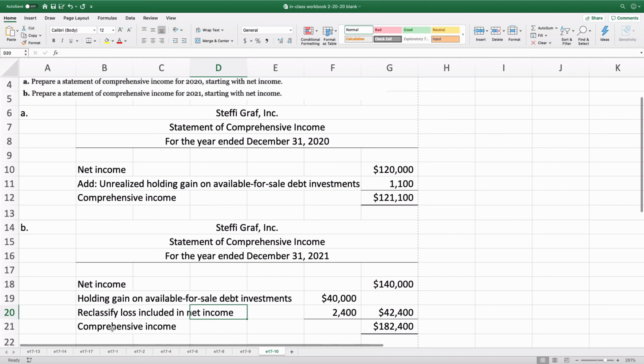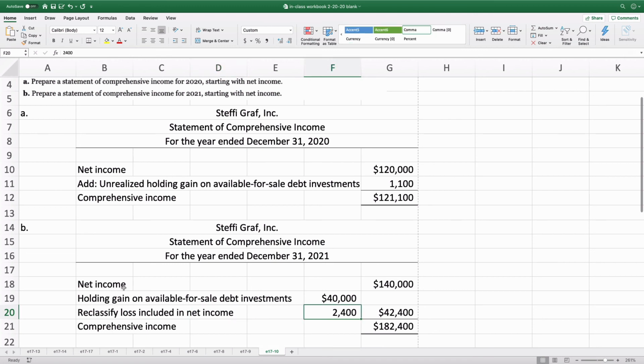And that is our comprehensive income, which is a broader measure of income. And again, the key thing is that this $2,400 loss that was included in net income is assumed to have been included in comprehensive income the prior year. And because it was included in comprehensive income in the prior year, we need to reclassify it out of comprehensive income. So there was a loss that was included up here, and we're going to reclassify it by adding it back down in the next year when we sell it.